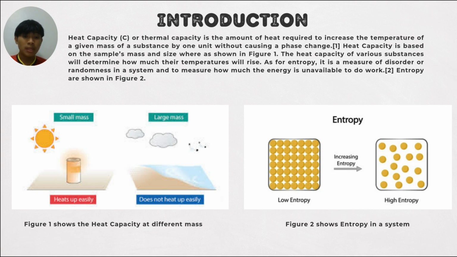As for entropy, it is a measure of disorder or randomness in a system, and a measure of how much energy is unavailable to do work. Entropy is shown in figure 2.